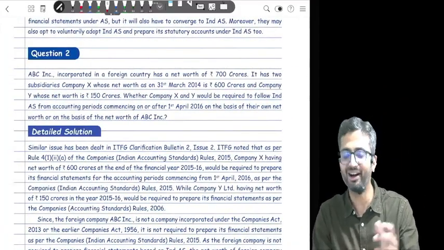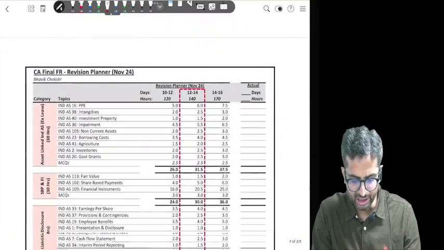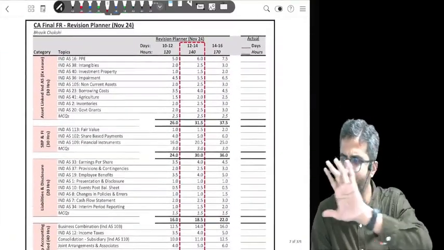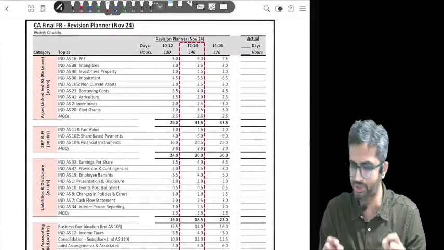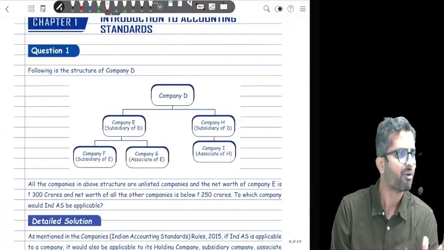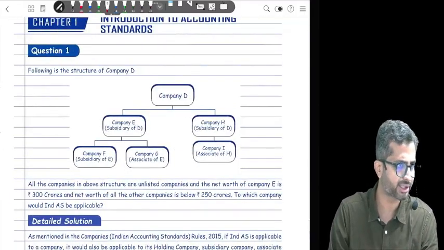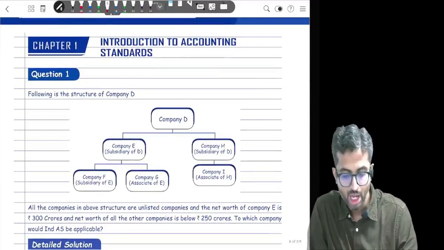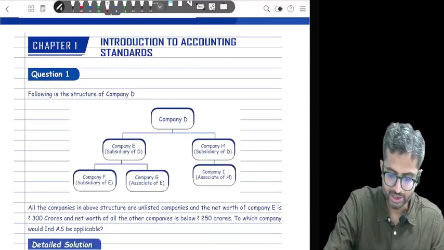And secondly, there is a revision planner, where we have given you various kinds of time frames, topic wise, hour wise, where you can dedicate that many hours for your revision. So you can refer to that. Yes? Okay. So we'll go to the questions.